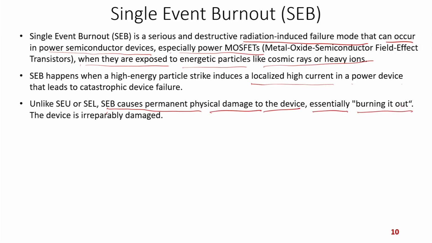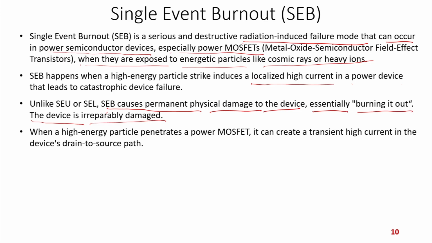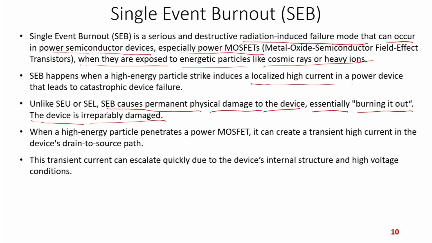Essentially it is called burning it out, and the device is irreparably damaged. It is a damaged device, that is why it is called burnout. So, when a high energy particle penetrates the power MOSFET, it can create a transient high current in the device drain to source path, which causes the burnout. And this transient current can escalate quickly due to the device internal structure and high voltage conditions.